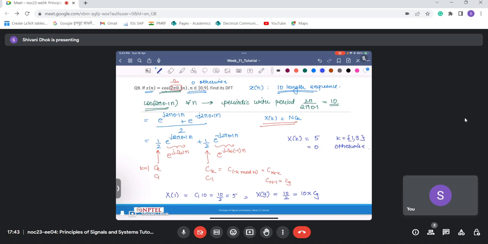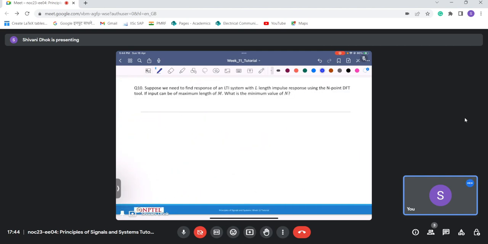But we can also find out the DFT by preparing a 10 length sequence of xn, right? Yes, that is a brute force method. Simply writing xn, whatever it is, as a 10 length sequence. We'll get the same answer. Okay. Now, let us look at the last question.